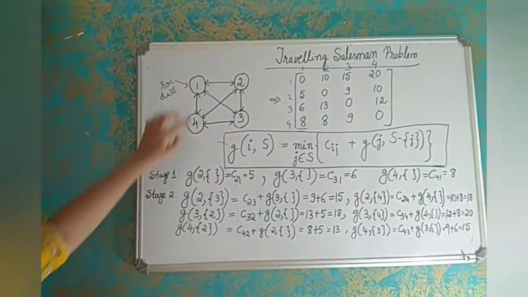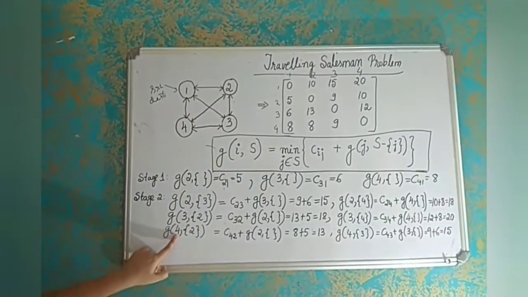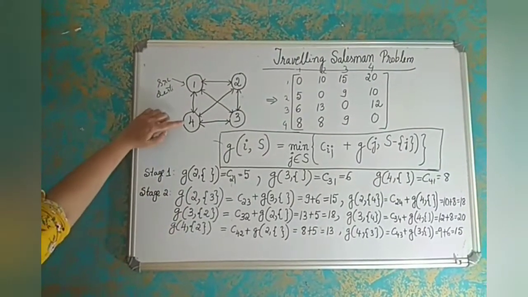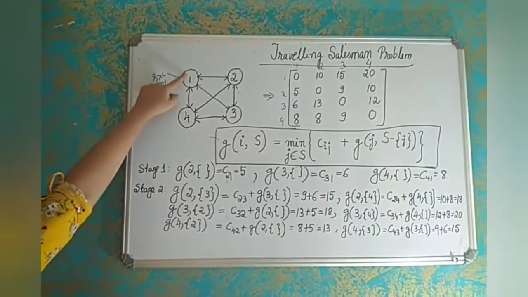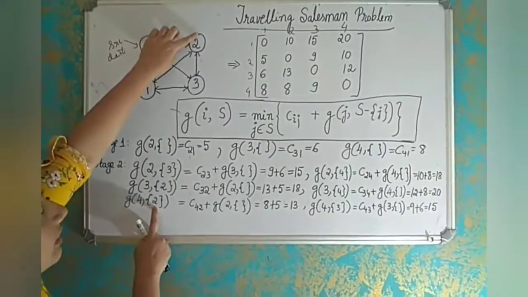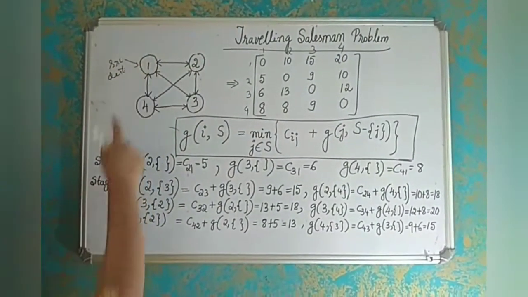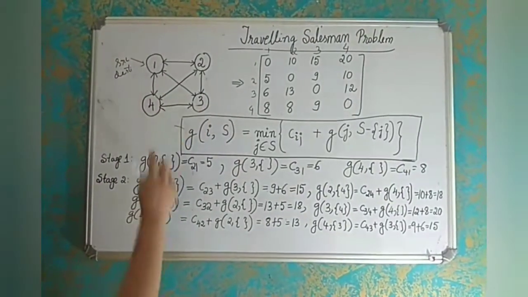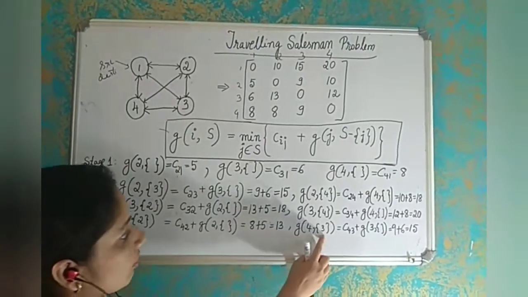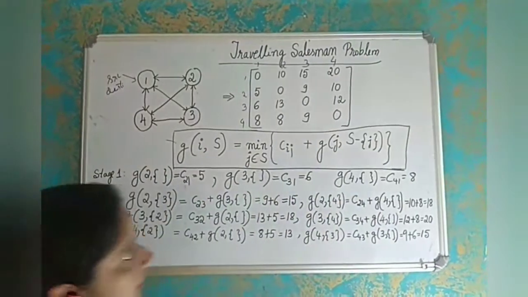So now vertex 2 is over, 3 is over. Next we will consider 4. Now for vertex 4, we will consider the cost of reaching vertex 1 from vertex 4 after visiting vertex 2, that is the first case. Next, the cost of reaching the destination 1 after visiting vertex 3, that is the second case. G of 4, 2 and G of 4, 3. Both the values we calculate, we get 13 and 15.